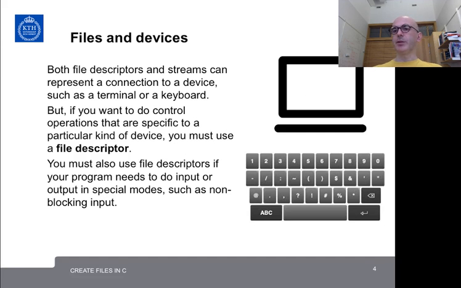Both file descriptors and streams can represent a connection to a device, such as a terminal or a keyboard. But if you want to do control operations that are specific to a particular kind of device, you must use a file descriptor. You must also use a file descriptor if your program needs to do input-output in special modes, like non-blocking I/O operations.